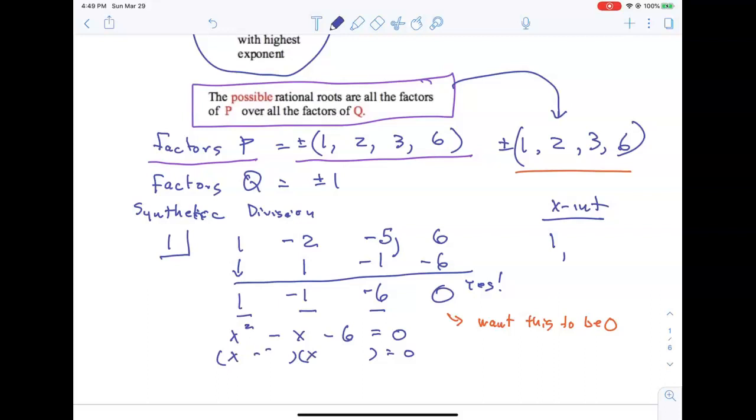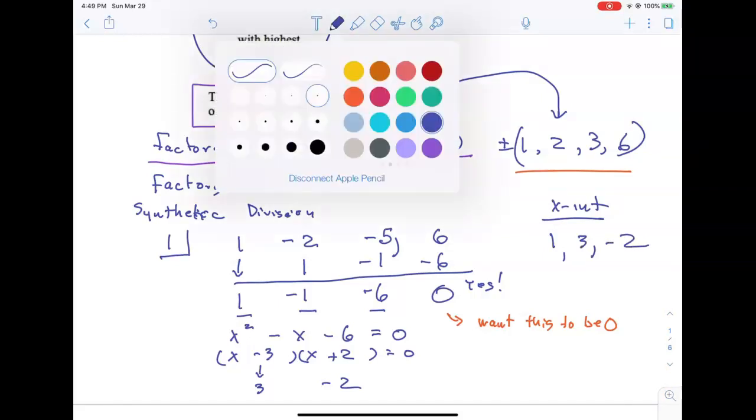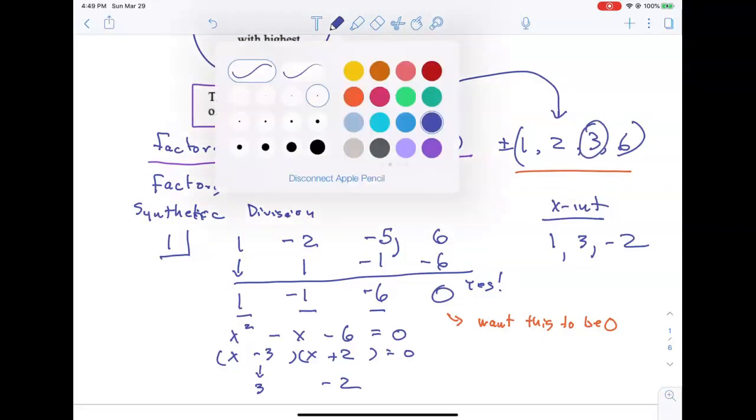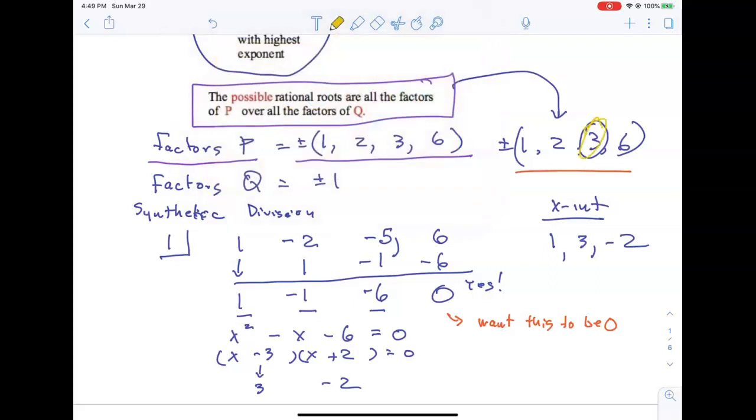Oh, I think it does. -3 and +2. So 3 and -2 are my other x-intercepts. Hey, were those on the list? I think they were, right? Like a -3 right there. And -2 and 1. These are all on the list.